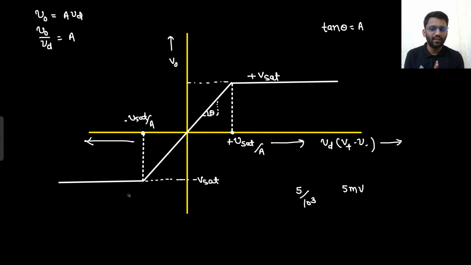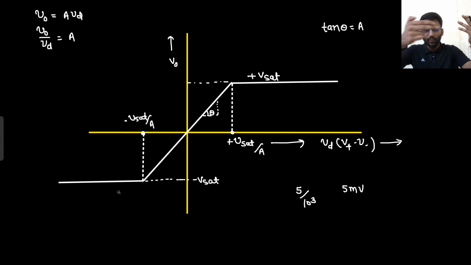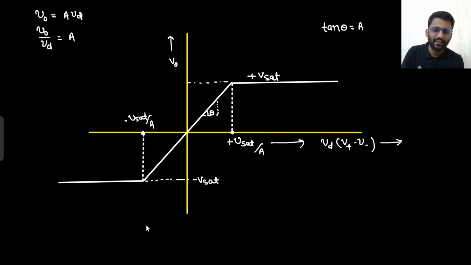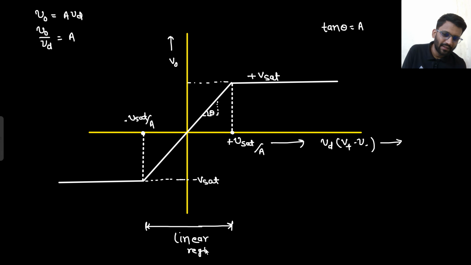I hope you have understood that op-amp output can go above till a certain voltage only and go below till a certain voltage only. And in between, it will stay in linear region. So we call this region as linear region. From here to here, this is the linear region. And after that, here you reach the saturation. This is the saturation.